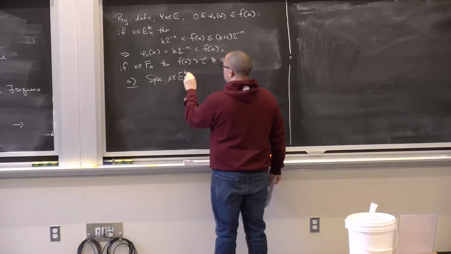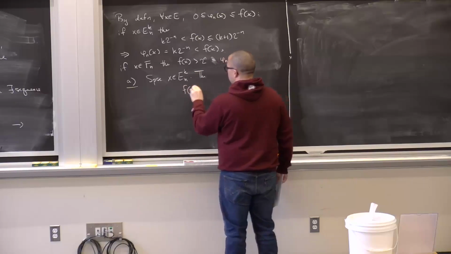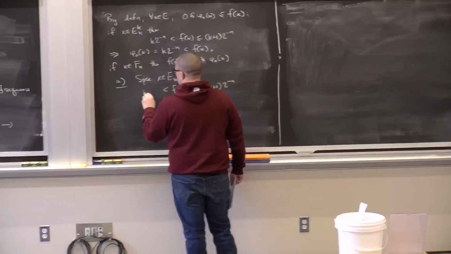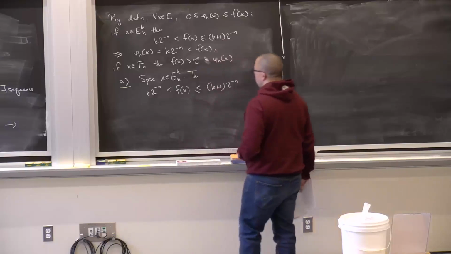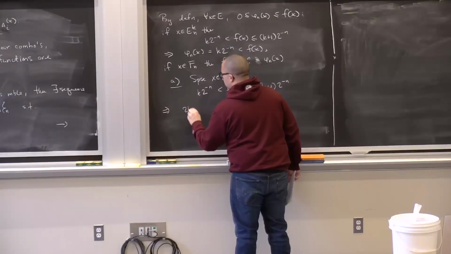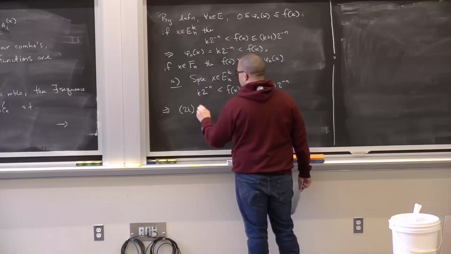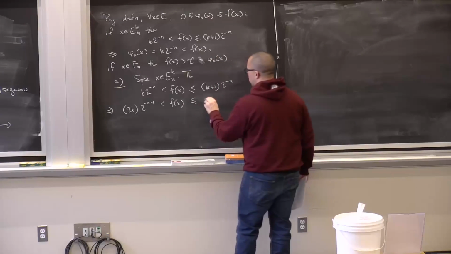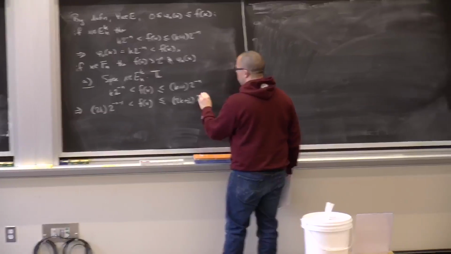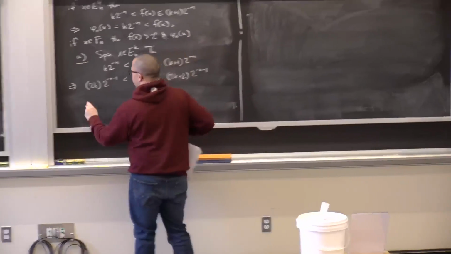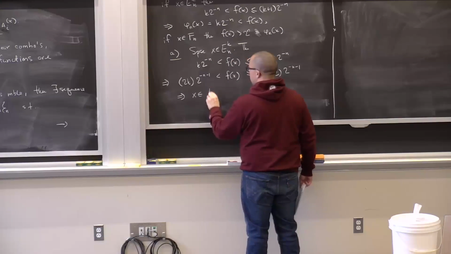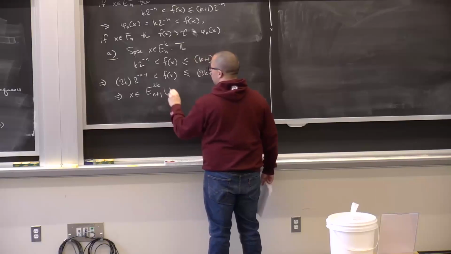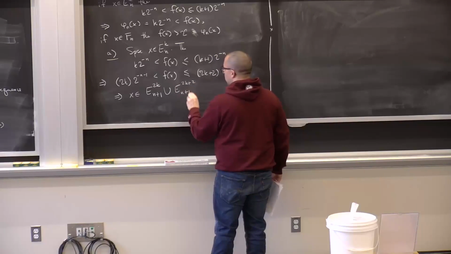Suppose x is in E_kn. Then f of x is less than or equal to k plus 1 times 2 to the minus n, and bigger than k times 2 to the minus n. By a silly trick of multiplying and dividing by 2, f is between 2k times 2 to the minus (n+1) and 2k plus 2 times 2 to the minus (n+1), which implies that x is in the union of E_{2k,n+1} and E_{2k+1,n+1}.